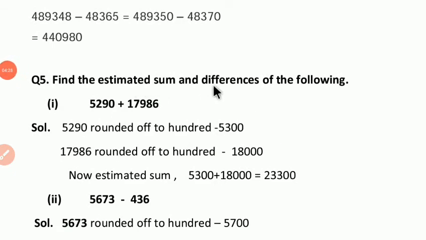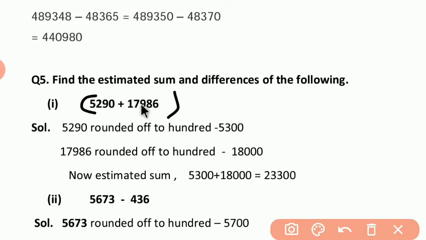See question number 5. Find the estimated sum and differences of the following. Here it is not given whether we have to estimate to the nearest 100, 1000 or tens. We have to find a closer or rough estimate by ourselves. First one, 5290 plus 17986. We can find its rough estimate, meaning we can round off to the nearest 100. You can round off to the nearest tens or 1000 also, but for making it easier, as it is given in 4 digits, we can round off to the nearest 100.